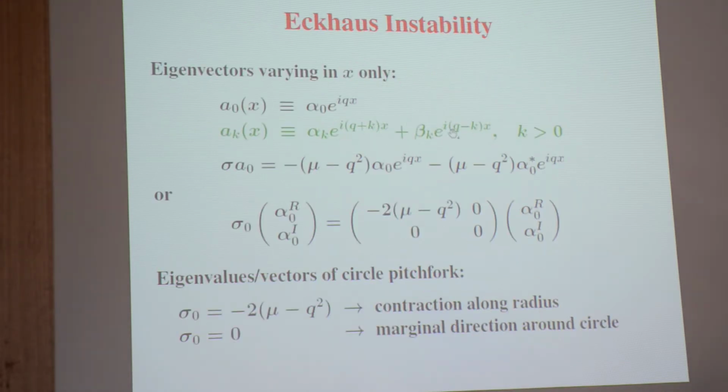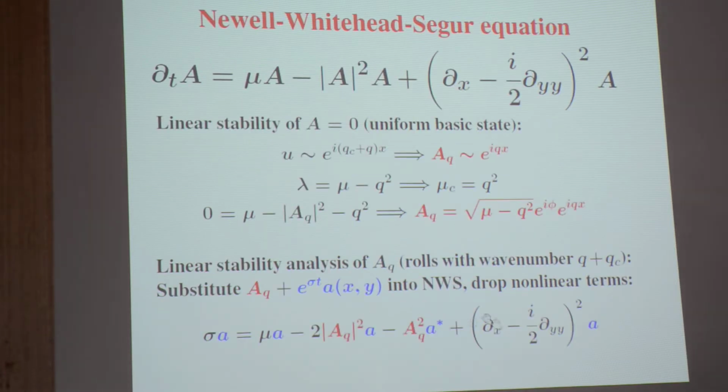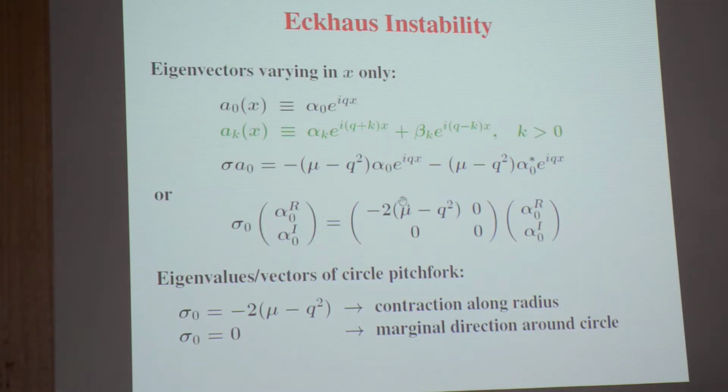We would have no hope of satisfying everything. So when we set our other eigenvectors like this, and we substitute this into the equations, or we substitute the 0, 1 into the equations, we get equations for the coefficients alpha 0 or alpha k and beta k. Let's start off by doing this with alpha 0. We get merely the equation mu minus q squared, and then we get another mu minus q squared for alpha naught star.